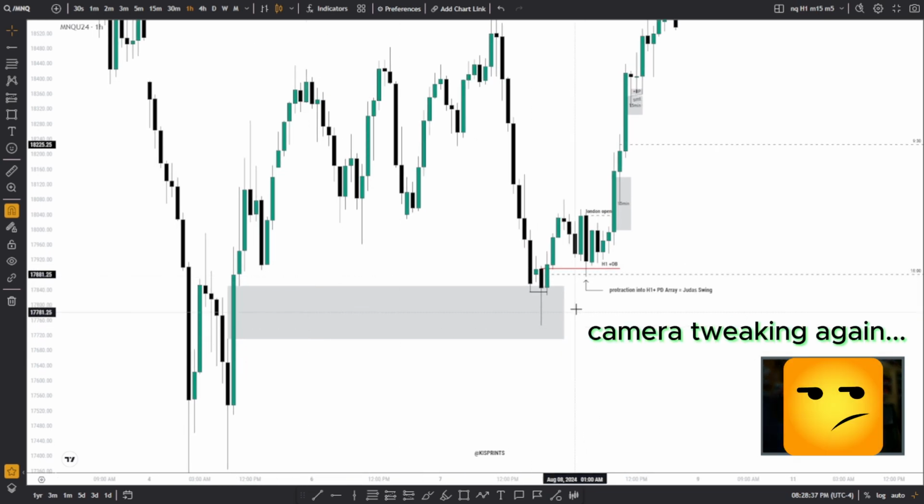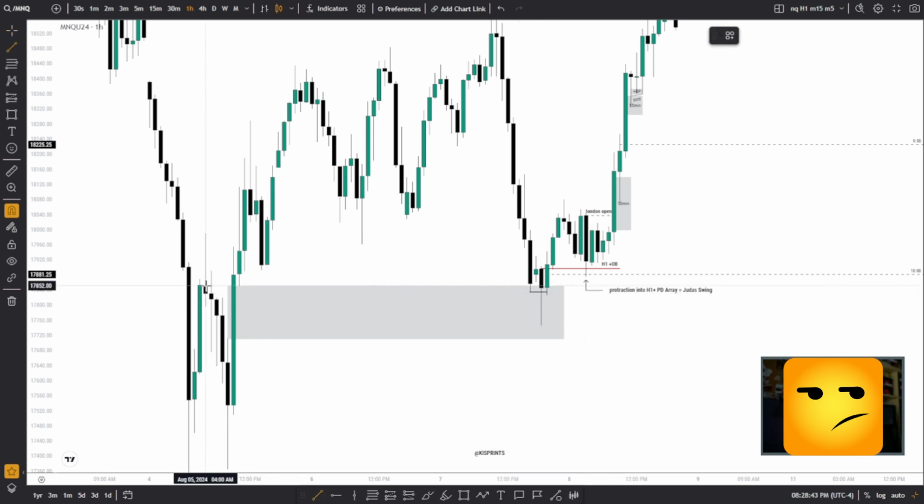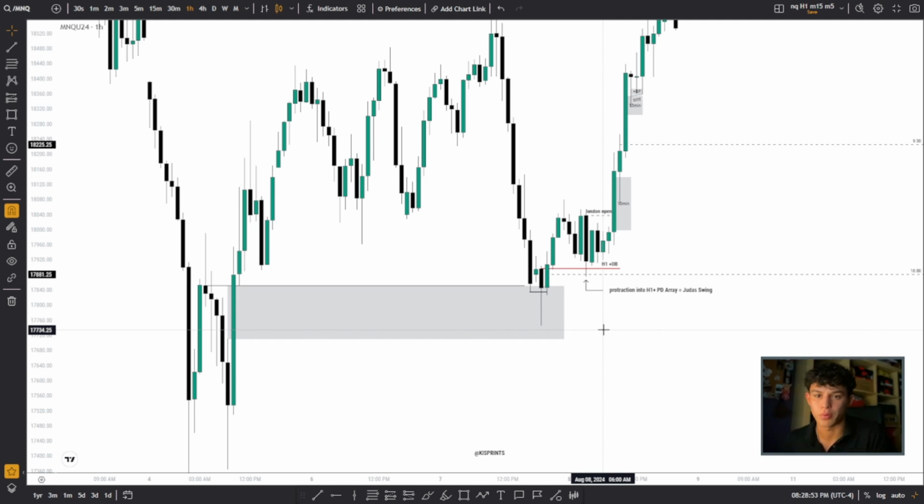So prior to that, we formed a 1 hour fair value gap, and we also formed, as you can see here, an order block within that fair value gap. It's called a unicorn right here. Now, it's typically a unicorn when it's a breaker, but I like to consider it a unicorn when it's an order block and or breaker lining up with that fair value gap.